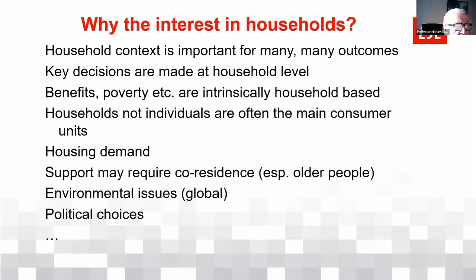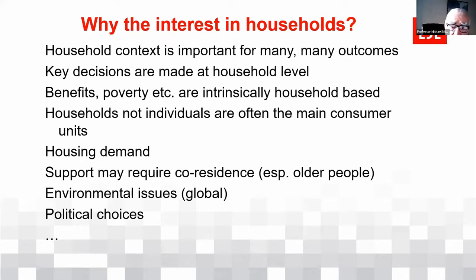Support may require actually co-residence, i.e. being in the same household, especially for older people. Many forms of care can be provided from outside, but if someone needs help, for example, during the night, then someone has actually got to be physically present in the household to do that.